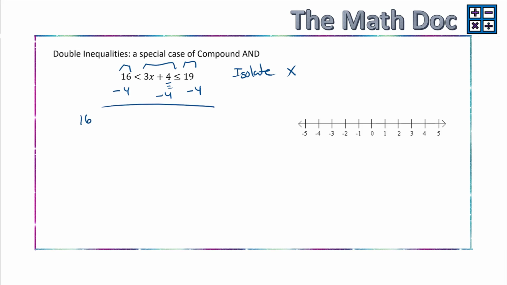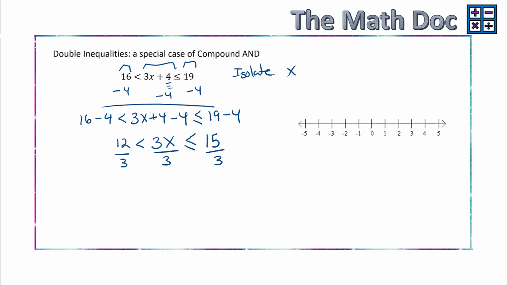And we end up with 16 minus 4 is less than 3x plus 4 minus 4 is less or equal to 19 minus 4. Okay, 16 minus 4 is just 12. 3x plus 4 minus 4 is just 3x. The two 4's cancel, and that is less or equal to 19 minus 4, which is just 15. We have to take one more step in order to isolate x, and that is to divide by 3, right? We'd like to get rid of that 3 here. So let's divide, again, all 3 expressions by 3.